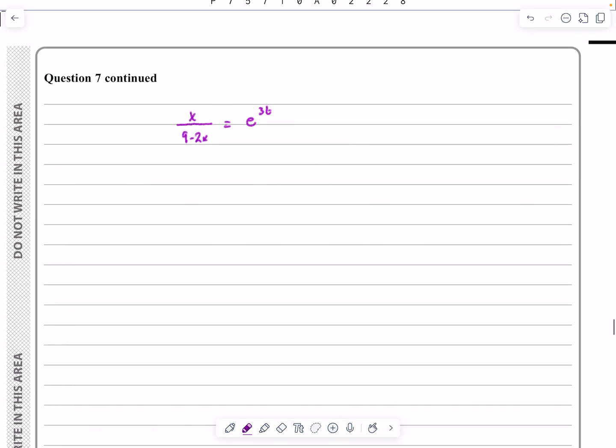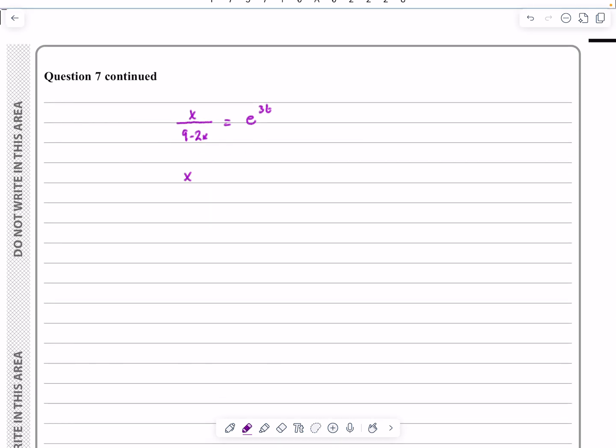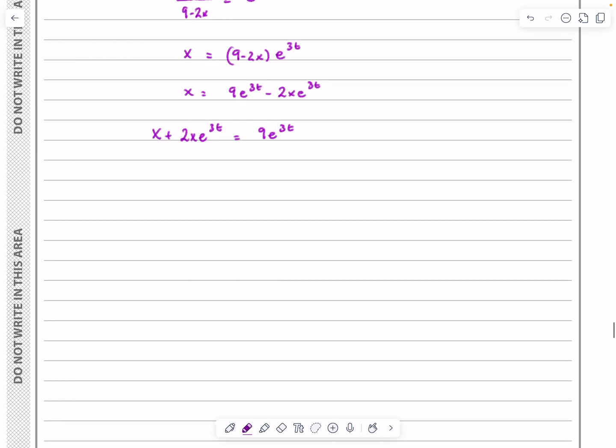And I've just got to patiently rearrange this to get x the subject. So let's multiply everything by 9 minus 2x, so x is equal to e to the 3t times (9 minus 2x). I know what I've got to do. I've got to multiply out that bracket. Really slowly, just take your time when you're doing this. Minus 2x e to the 3t. The whole point being I can now take this x over to the other side. So I've got x plus 2x e to the 3t equals 9e to the 3t. Take x out as a factor: x times (1 plus 2e to the 3t) is equal to 9e to the 3t, which is then going to give me my answer. x is 9e to the 3t all over 1 plus 2e to the 3t.